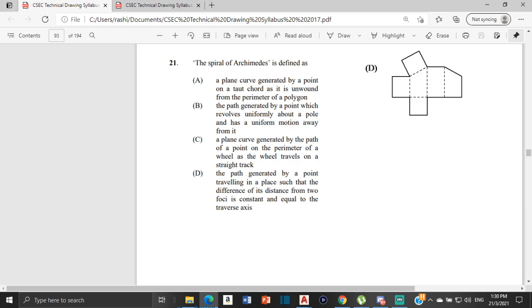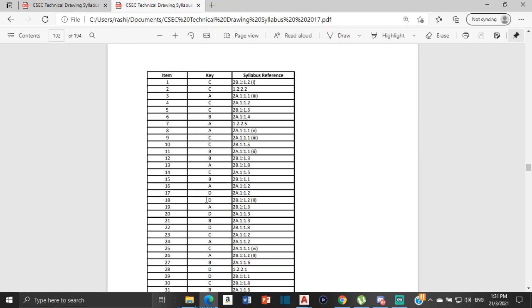And the answer is B. It is the path generated by a point which revolves uniformly about a pole and does a uniform motion away from it. If you want to understand the Archimedean spiral even more, you can check out the Archimedean spiral video on the channel. So number 21 should be B, and it is indeed B. Good.